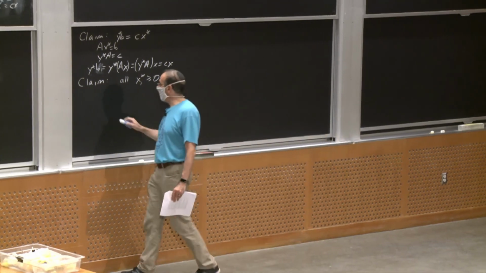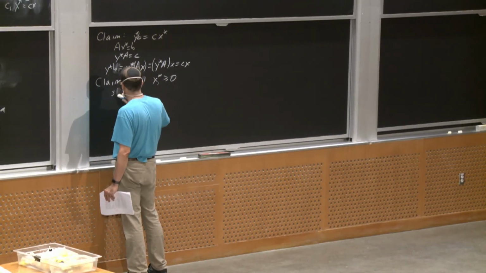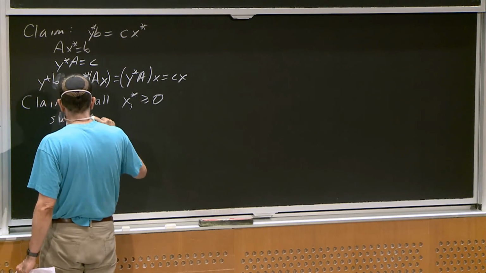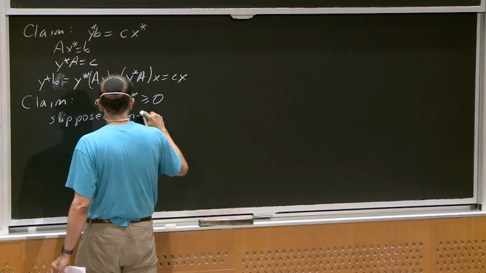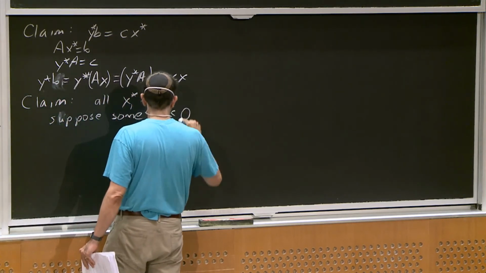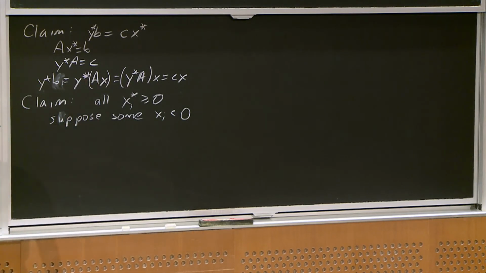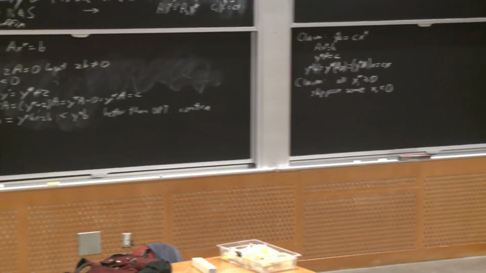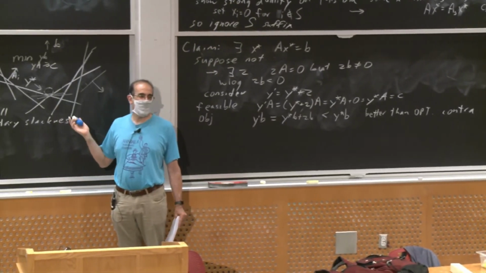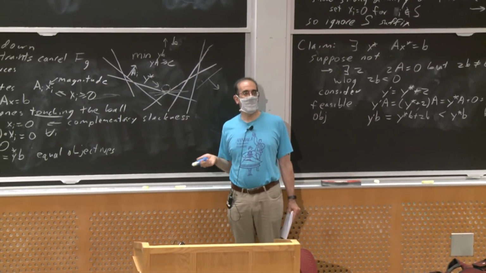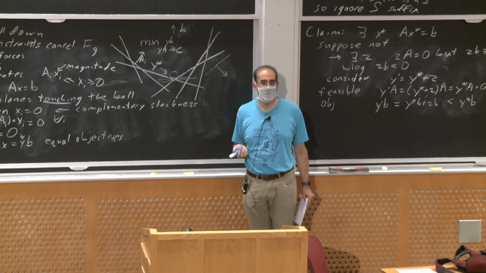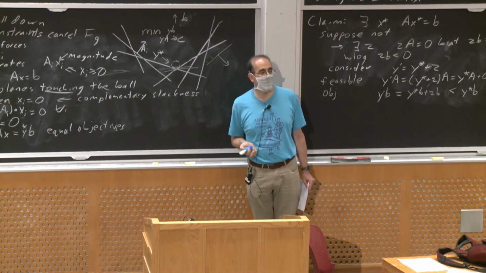So again, we're going to work by contradiction. Let's suppose that some x_i is less than 0. Okay? And again, this takes us into this very bizarro physical world where the force that a wall exerts on a ball is negative. Okay? The wall is pulling on the ball.